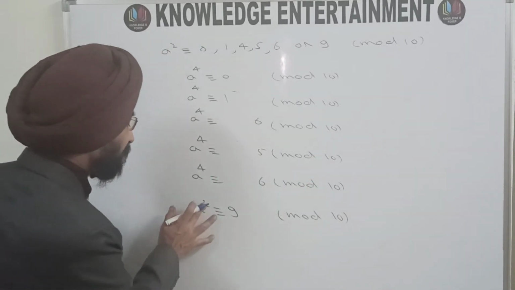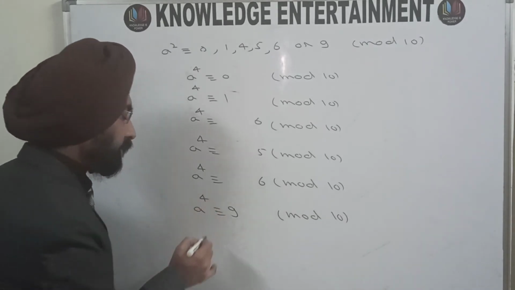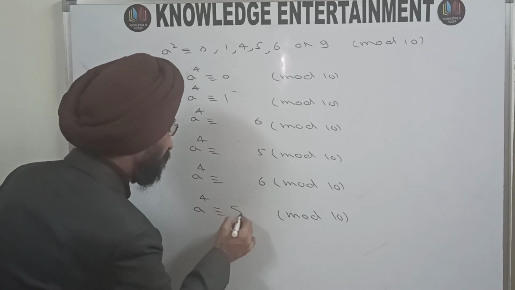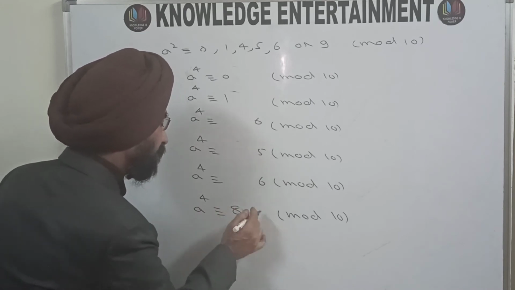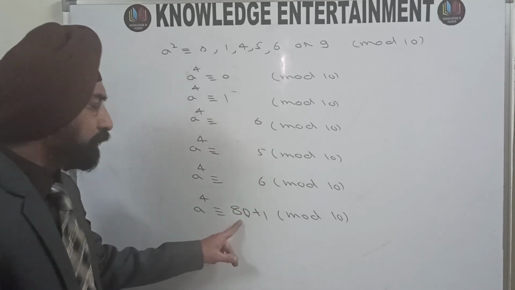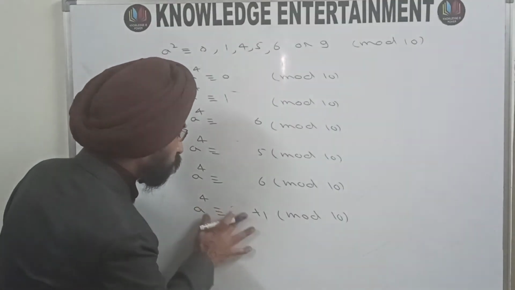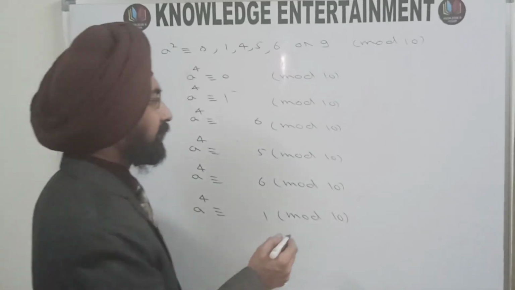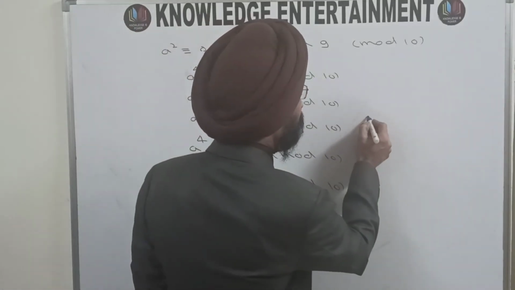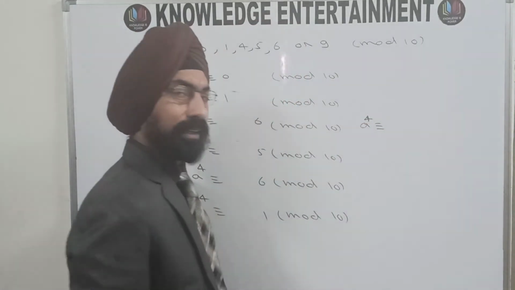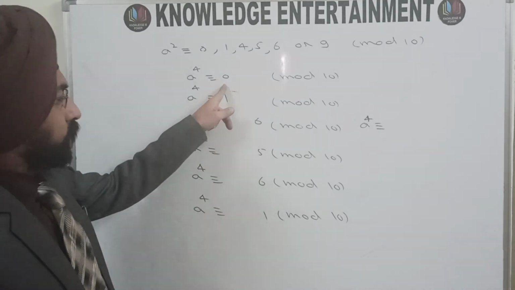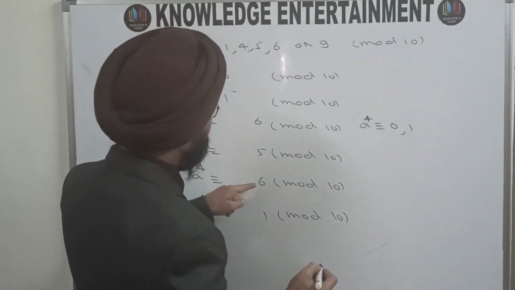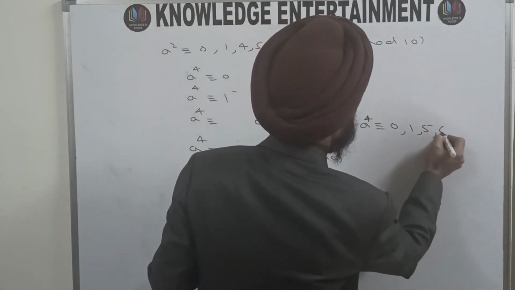And in the last case, a power 4, 9 square. 9 square is 81. 81 once again can be written as 80 plus 1, and 80 being a multiple of 10 can be removed. So a power 4 is congruent to 1 modulo 10. That means a power 4 can be congruent to 0, 1, 5 and 6 modulo 10.